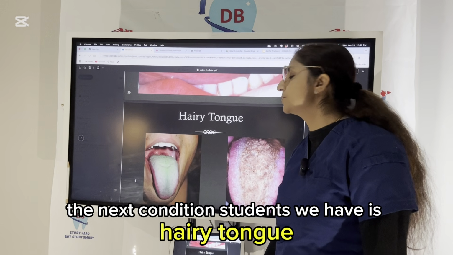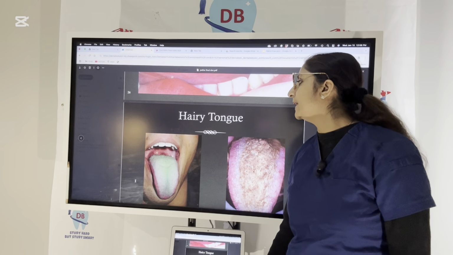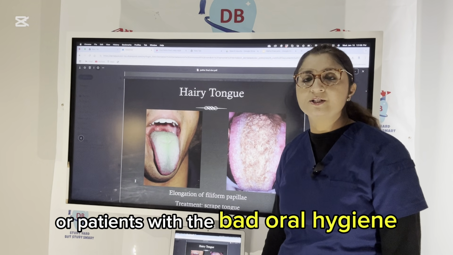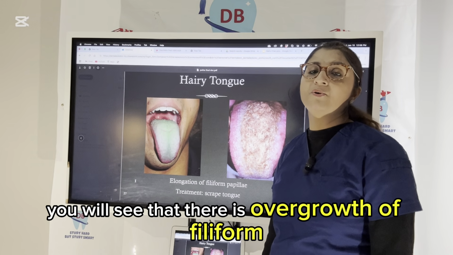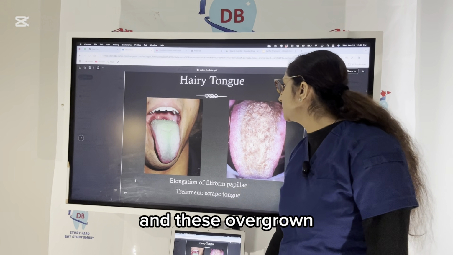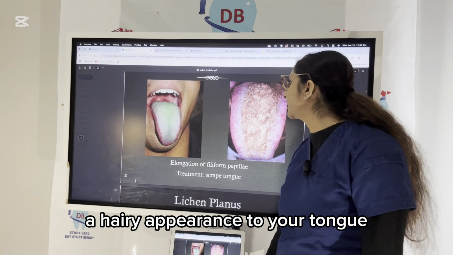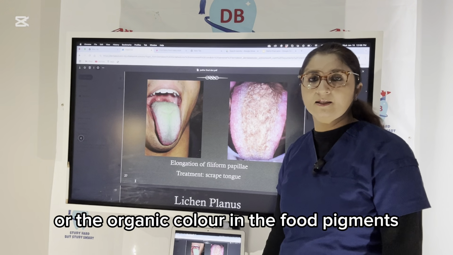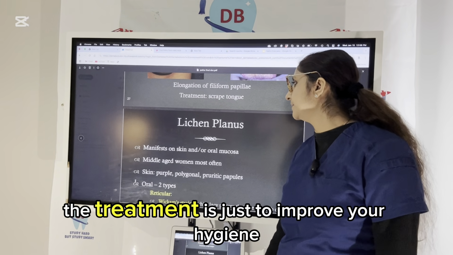Now, the next condition, students, we have is hairy tongue. Don't confuse hairy leukoplakia with hairy tongue. The hairy tongue condition is mainly seen in smokers or patients with bad oral hygiene. You will see that there is overgrowth of filiform papillae here. These overgrown filiform papillae give a furry, hairy appearance to your tongue, and they can get discolored by the food or the organic color in the food pigments. The treatment is just to improve your hygiene.